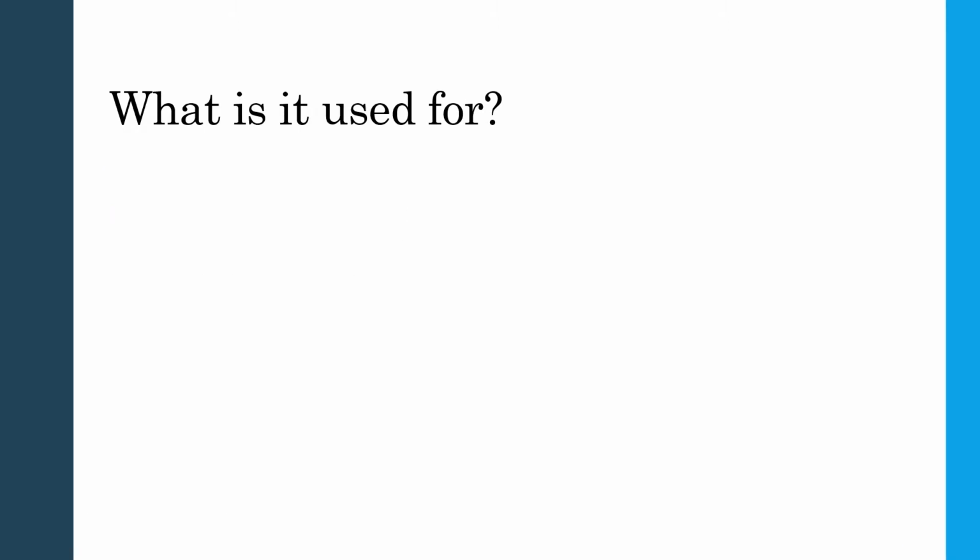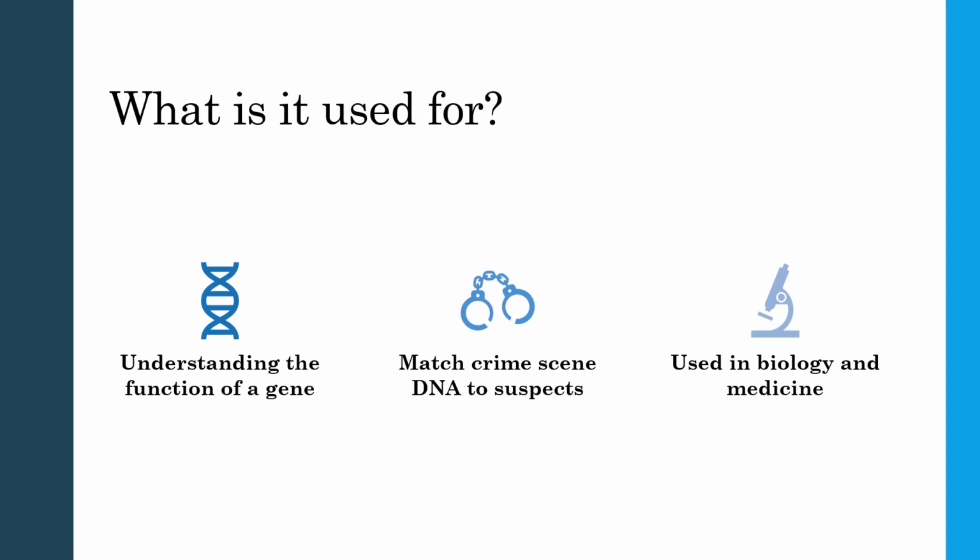So what is PCR used for? There are three large categories in which PCR is used. It's used to understand the function of genes, to match crime scene DNA, and it's also used in biology and medicine. We're going to talk more in depth about these in a little bit, but I just wanted you to see the importance of PCR and what it might be used for.